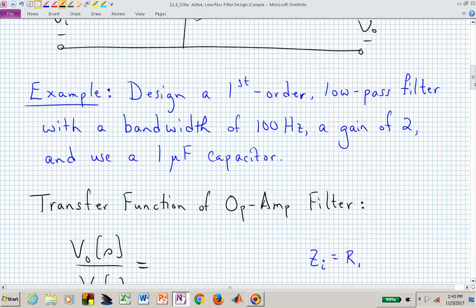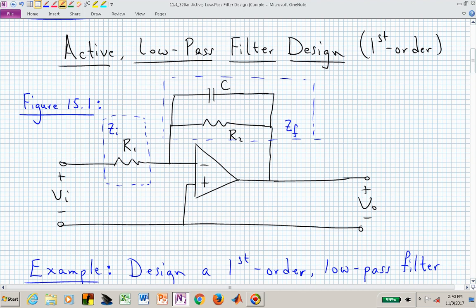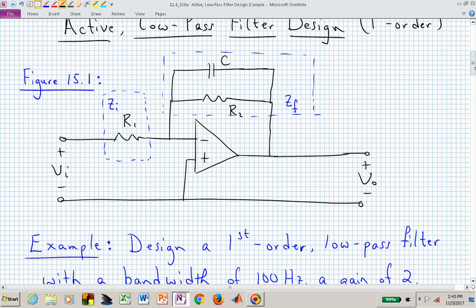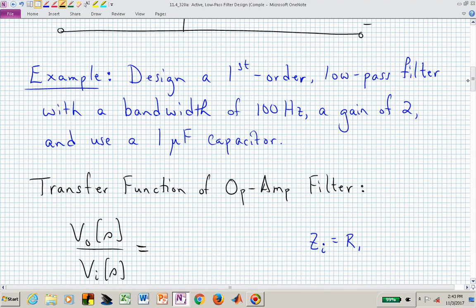Do you remember if we had a feedback resistor and an input resistor, what the transfer function actually was associated with that op-amp circuit? And now all we're doing is generalizing that feedback resistor to be a feedback impedance and the input resistor to be an input impedance, which in this case is still an input resistor. So in terms of Z sub F and Z sub I, can you remember what the transfer function is actually equal to?